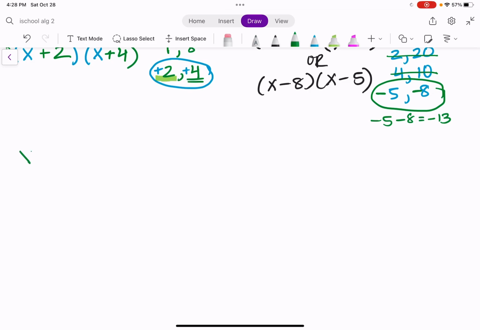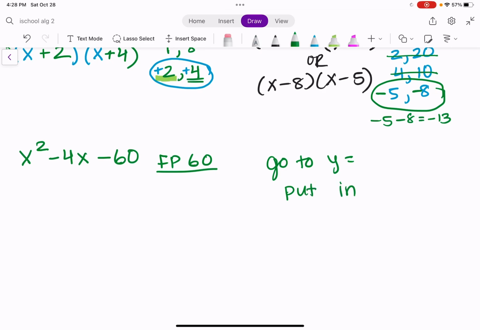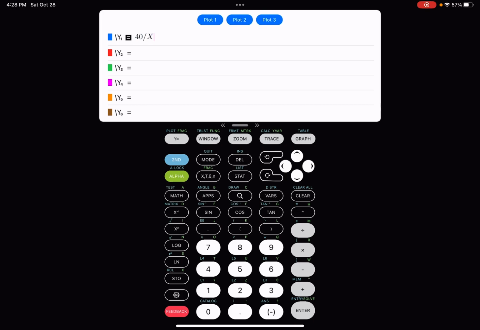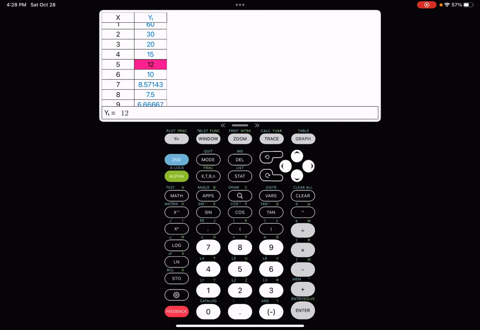So let's say we have x squared minus 4x minus 60. Obviously, we're going to find the factor pairs of 60. Let's actually write down, go to y equals, just so you have this in your notebook. Put in c over x, check table. Those are the steps for the calculator if you need to find the factor pairs. So I'm going to go to y equals, now we're doing 60. So go to y equals, clear everything. We're going to do 60 divided by x. Whatever the constant is divided by x, second table.